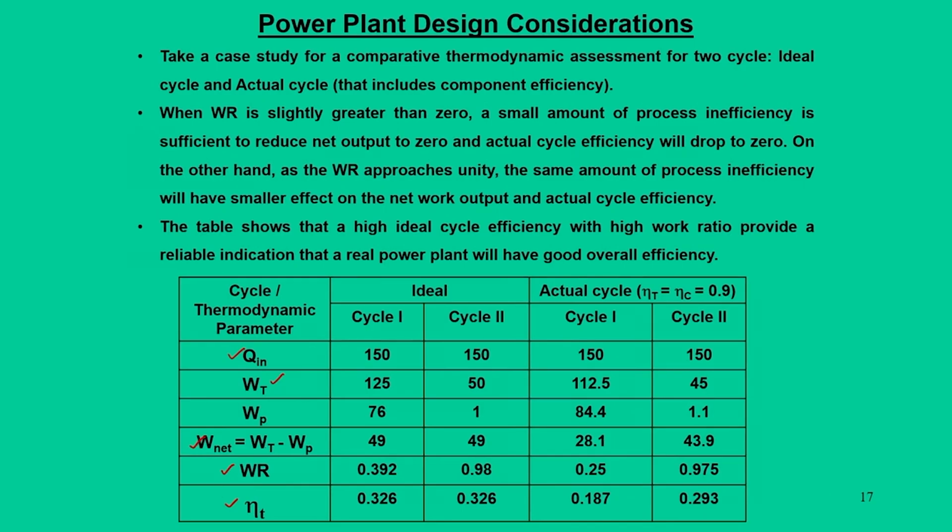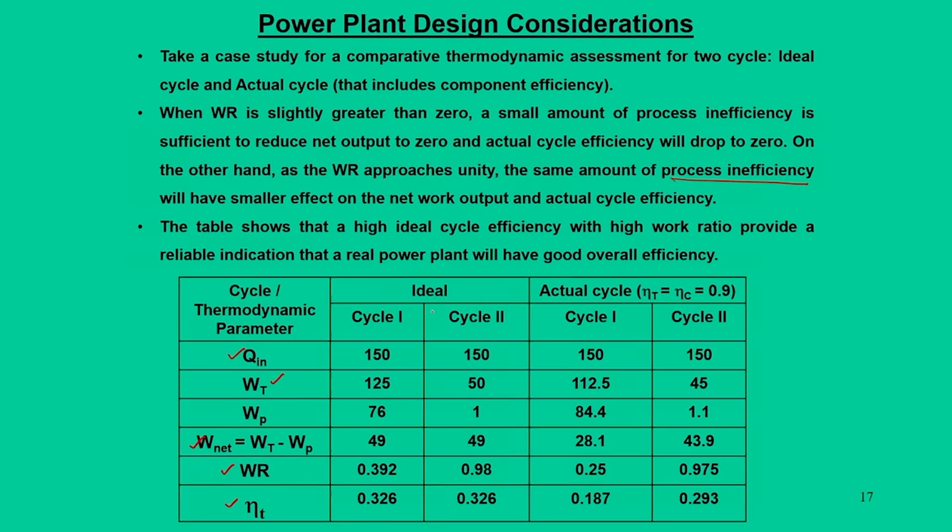Now, we are proposing two situations: one is an ideal cycle, the other is the actual cycle. The actual cycle involves component efficiencies, which we call process inefficiency or irreversibility introduced into the cycle. So, let us first focus on the ideal cycles. For the time being, let us not think about actual cycles. For the ideal cycle we have two models.